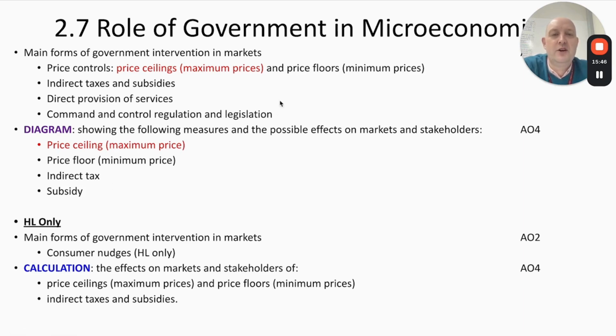So next video, we're going to be looking at price floors, which is very similar, but it's going to be a minimum price above equilibrium rather than a maximum price.